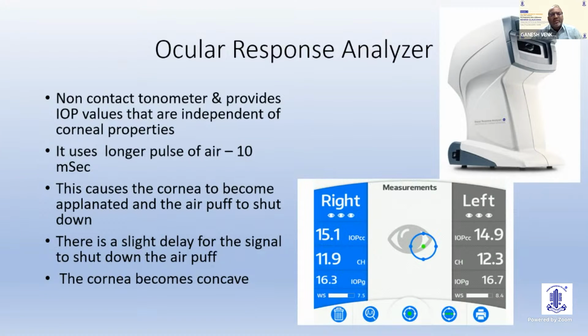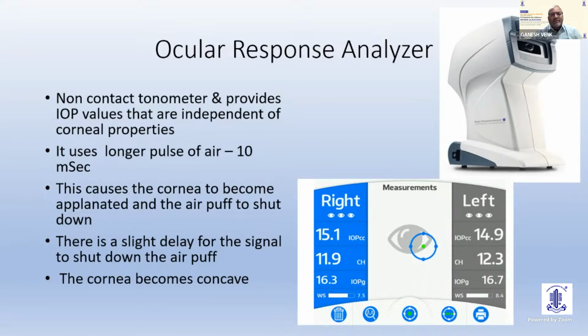This causes the cornea to become applanated, and the air puff has to shut down. But there's a slight delay for the signal to shut down the air puff. So what happens is, the moment the signal is given, it doesn't stop pumping the air. It continues to pump the air. And the cornea from a convex surface becomes a planar surface, and then becomes a concave surface. Now, once it becomes a concave surface and the air pressure is shut down, it comes back to its original planar surface, and then retains its convex surface.